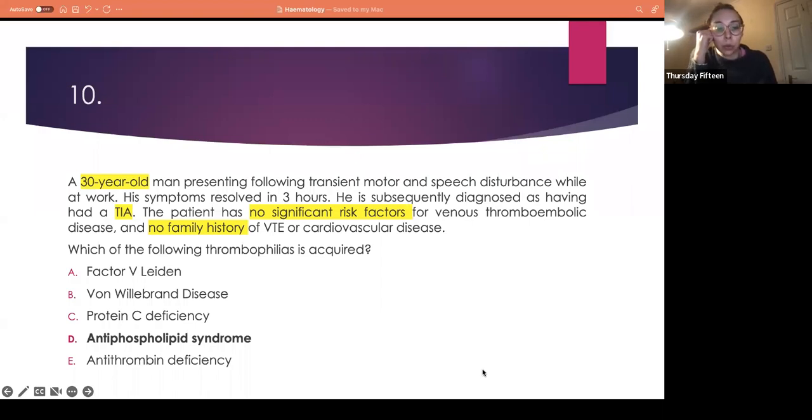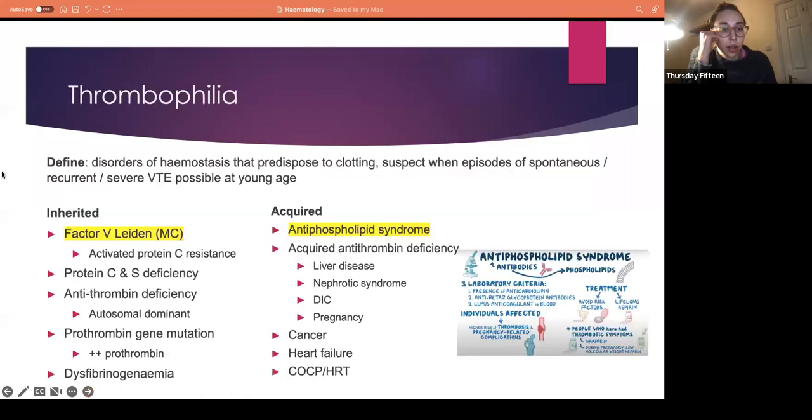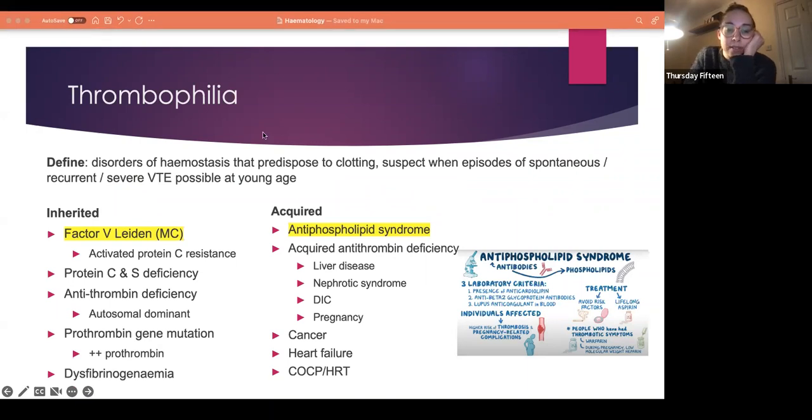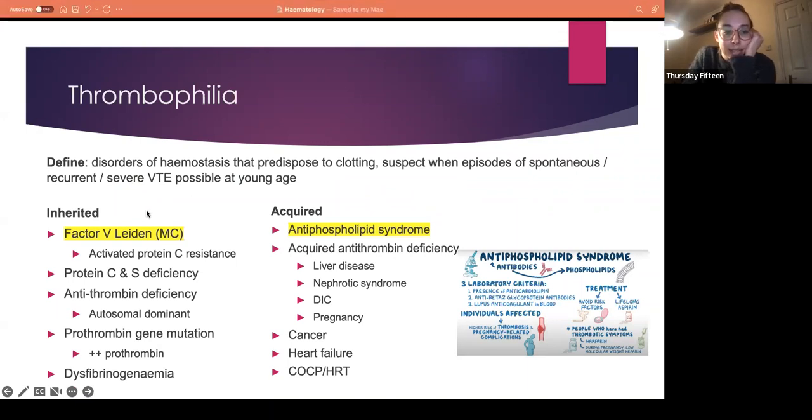So the rest are all thrombophilias, but factor V Leiden, protein C deficiency, and antithrombin deficiency are all inherited, and antiphospholipid is acquired. Okay, so a thrombophilia is a disorder of hemostasis that predisposes someone to clotting. You'd suspect it when people are having episodes of spontaneous, recurrent, or severe VTE, possibly at a young age.